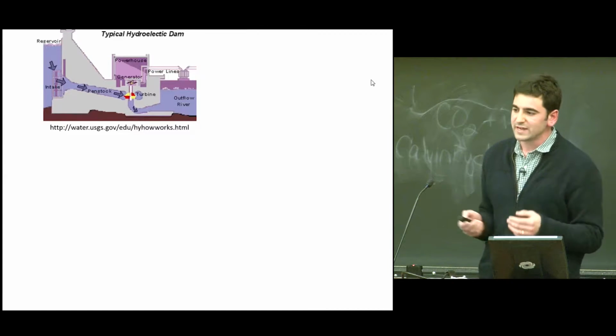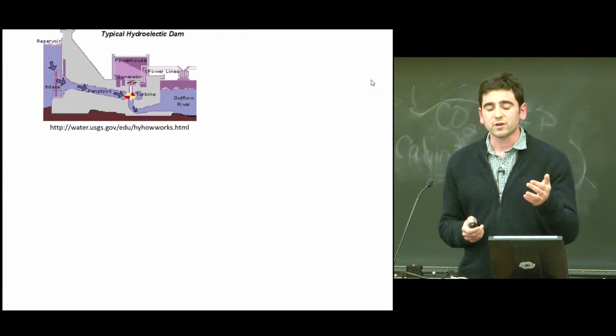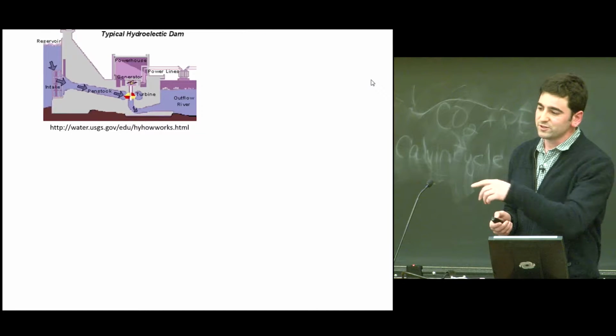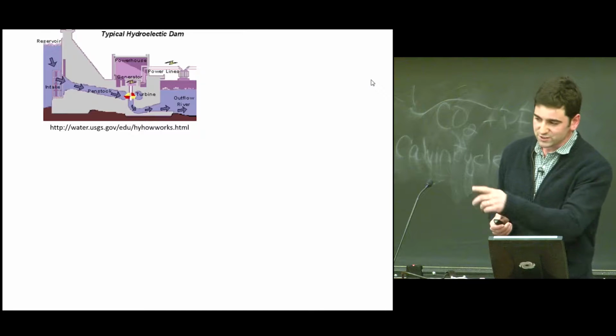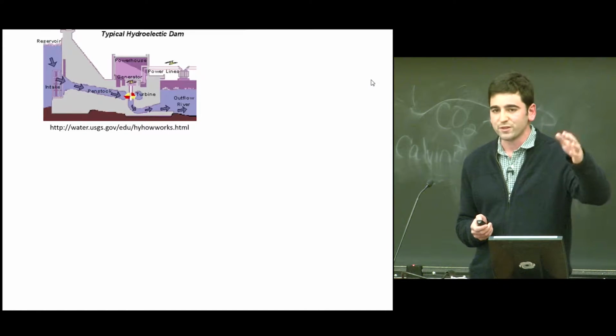So just to kind of give you a sense of how this trade-off analysis would work, I do give you a little case study. So I did some work in the Connecticut River where there was concern about how hydropower was being operated. And so here's a little USGS cartoon of how a hydropower dam works. You have water behind the dam in the reservoir.